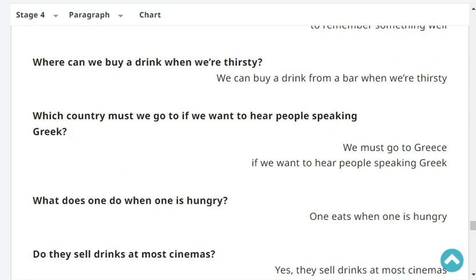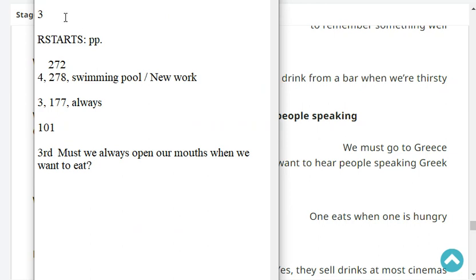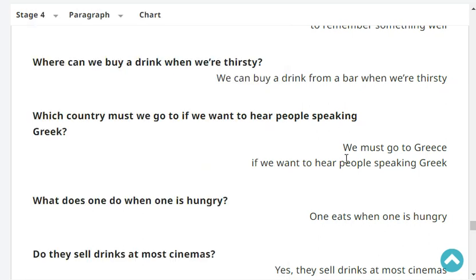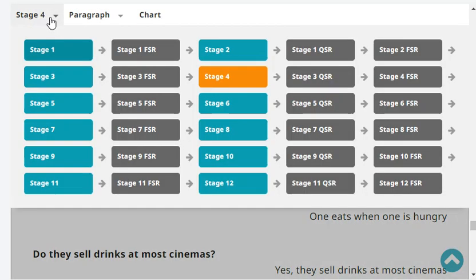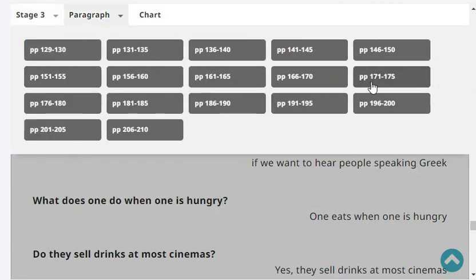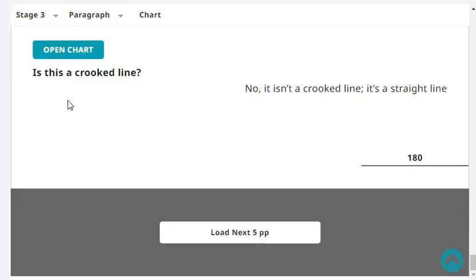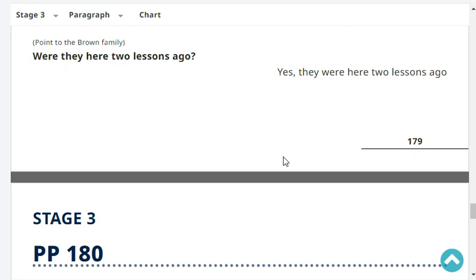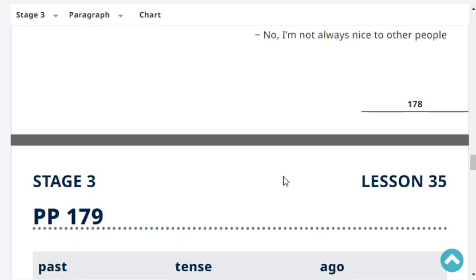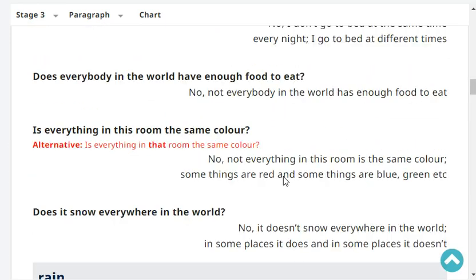Okay, so now let's move on to our reading. Our reading is at stage 3, page 177. The last head word was always. Please start at the third question. Must we always open our mouths when we want to eat? Yes, we must always open our mouths when we want to eat.